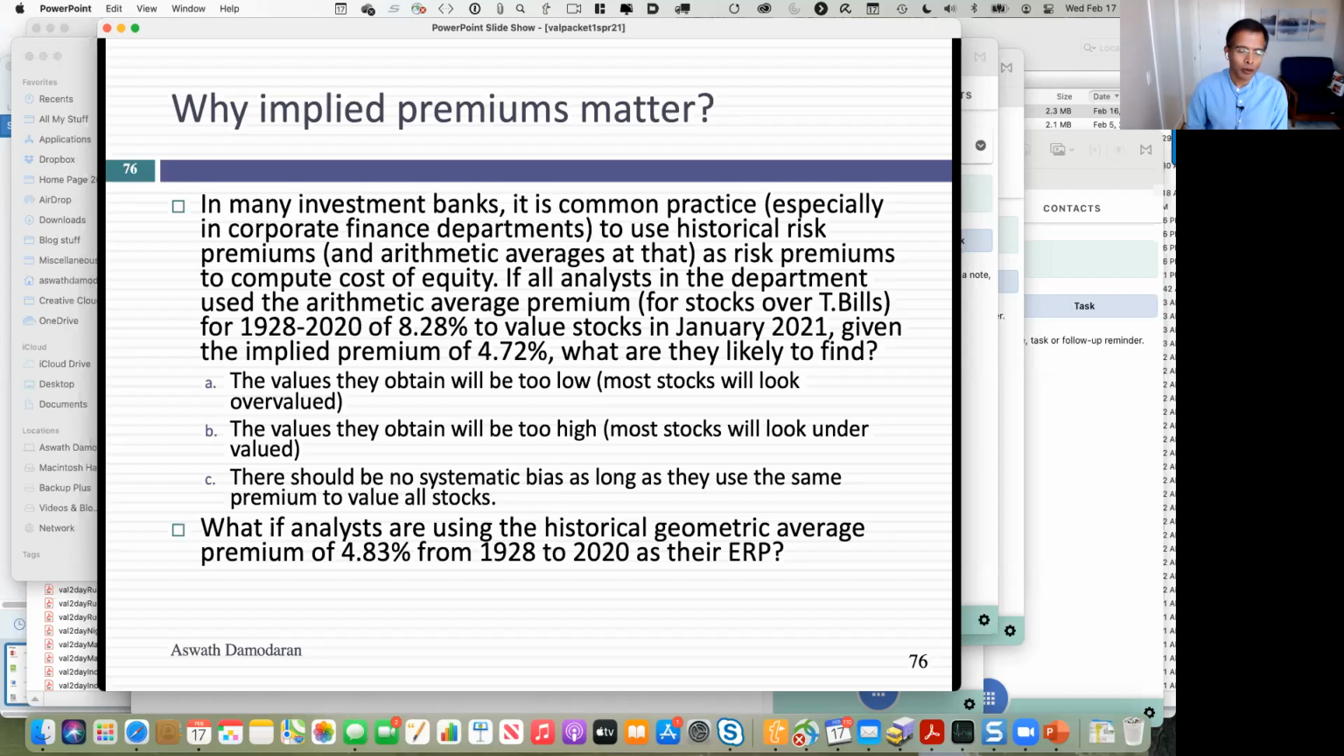The defense that the equity research head tells you is, we all use the same number. What's the big deal? If everybody in the department is using an 8% premium and the market implied premium is 4.7%, what's every valuation coming out of that equity research department? If they're doing valuations correctly, what will every analyst find? Every stock they look at is going to look overvalued. Why? Because they're putting in an 8% premium and the market is demanding 4.7%. It's a recipe for disaster.